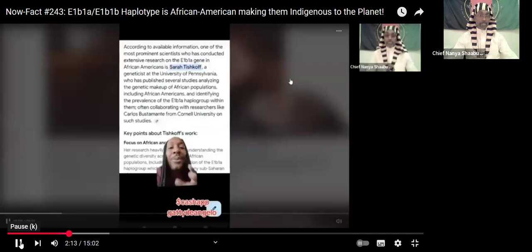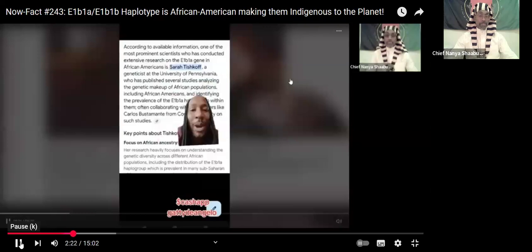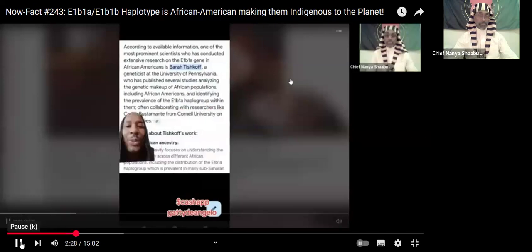Now, you can read a little bit right here. Sarah worked for the University of Pennsylvania. She published a study of the so-called African population, including African Americans, identifying the prevalence of the E1B1A haplogroup within them, right? So they keep trying to put us back in Africa, but what they discovered is more than what I even thought. I thought I knew it all. But watch these receipts. Go on and take a screenshot.